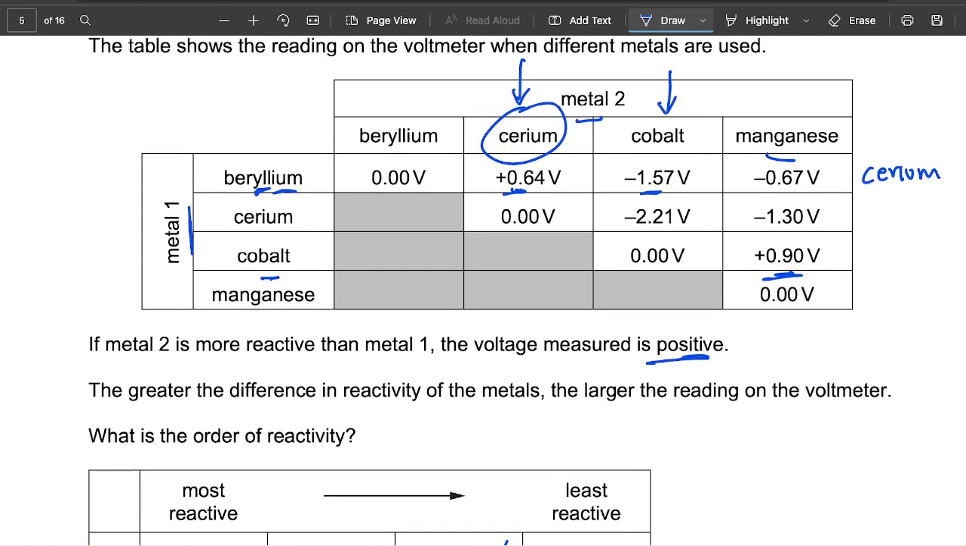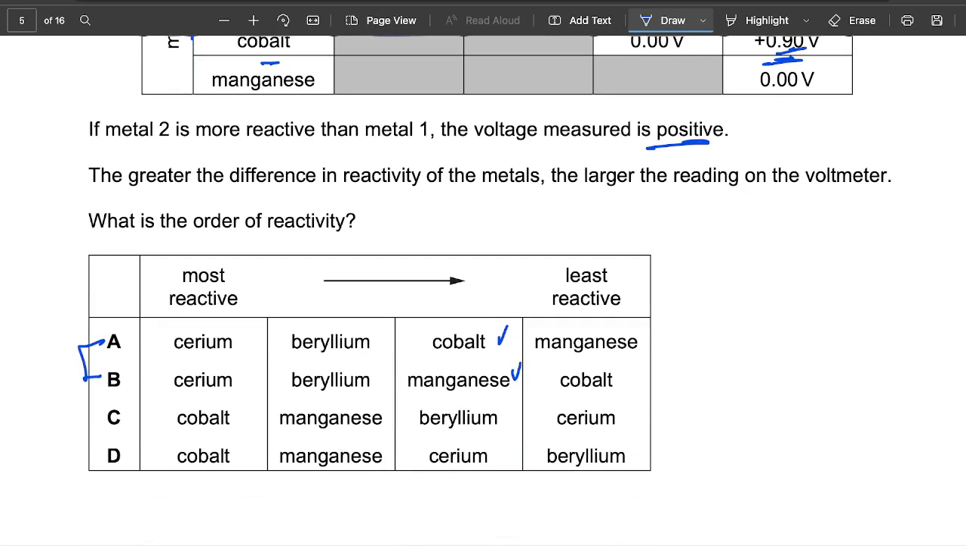So let's have a look at this one. So we have cobalt and we have manganese. So we go to the third row, and you can see it's a positive value. If it's a positive value, meaning manganese is more reactive. So if manganese is more reactive, the answer will be B.